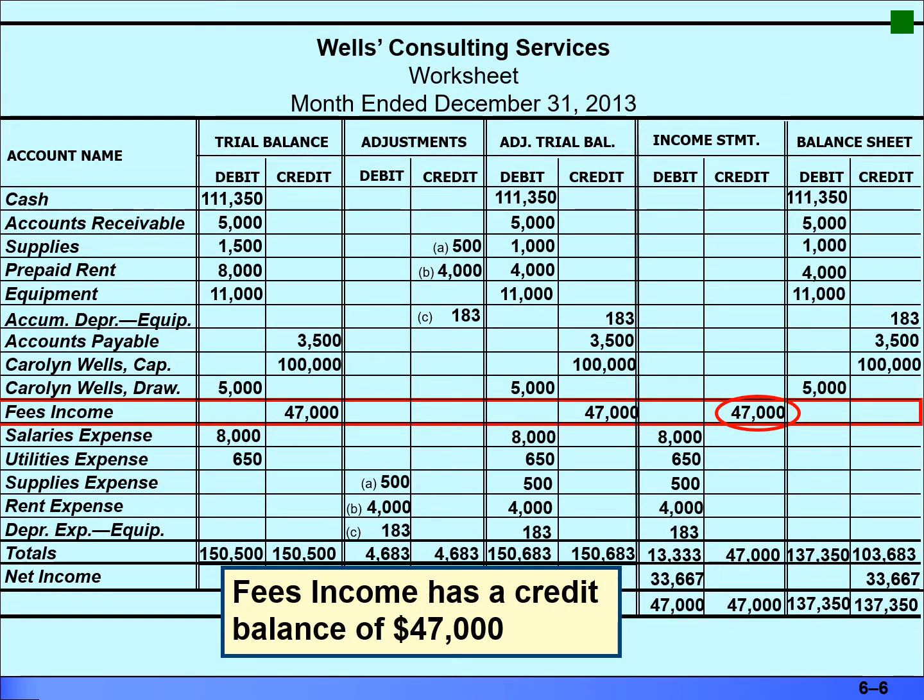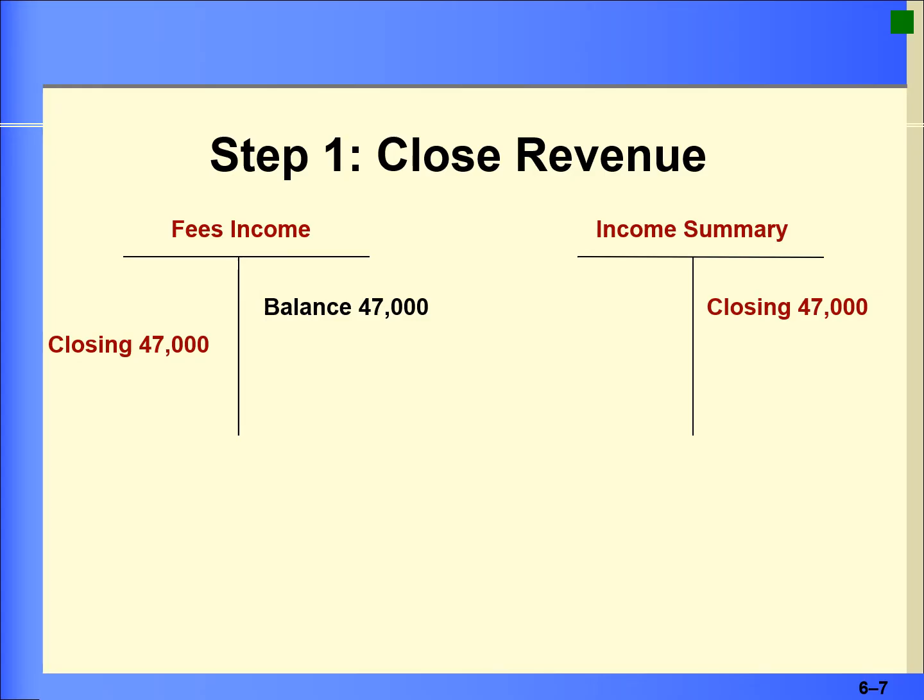And the most common income account or revenue account we've been using so far is this account called fees income. And because it is a revenue account, it increases on the credit side. It's going to have a credit balance of $47,000. So think about it. If we want to close out this account to make it have a zero balance, we're going to have to debit the fees income account to make this account go to zero.